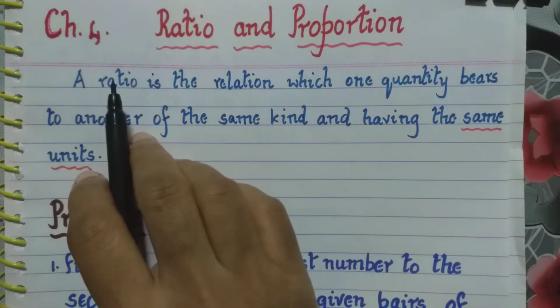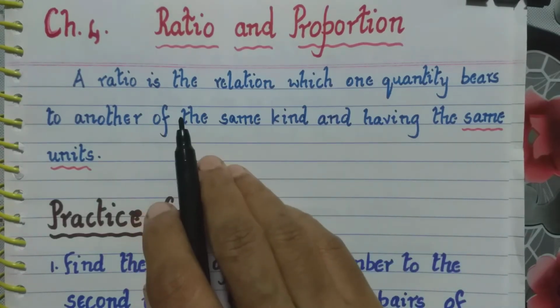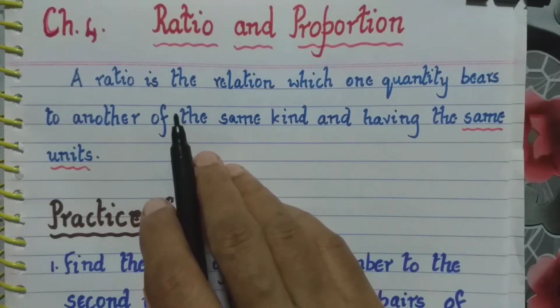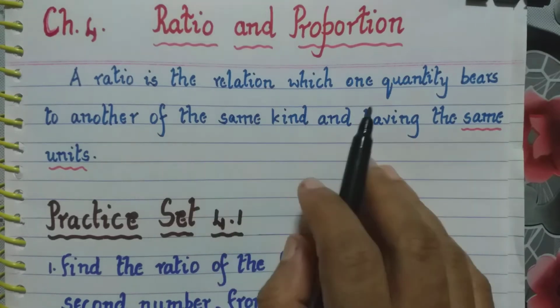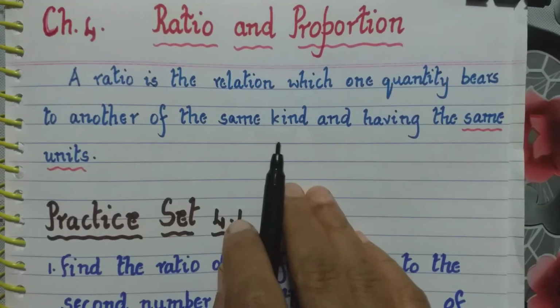We begin with chapter 4, ratio and proportion. Now first we have the definition of a ratio. A ratio is the relation which one quantity bears to another of the same kind.